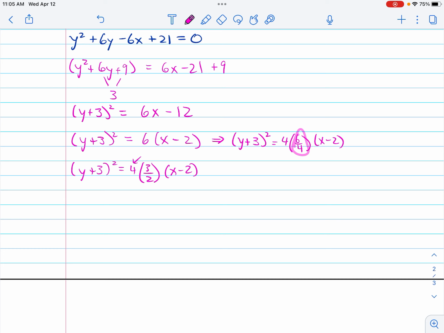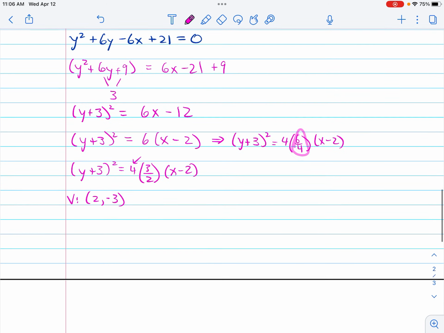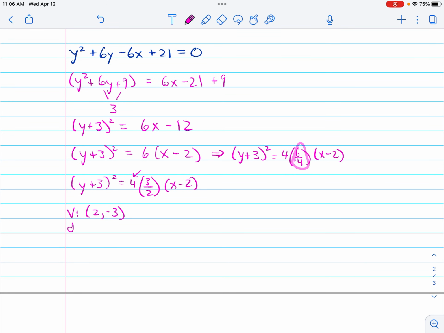So now let's look at the vertex. The vertex is going to be 2, -3. Okay. The directrix is going to be x equals 2 minus 3/2. And the focus is going to be 2 plus 3/2. Yeah, that's it. So here we go.